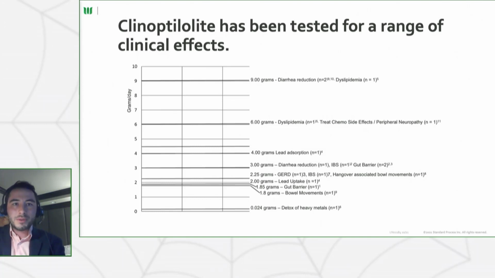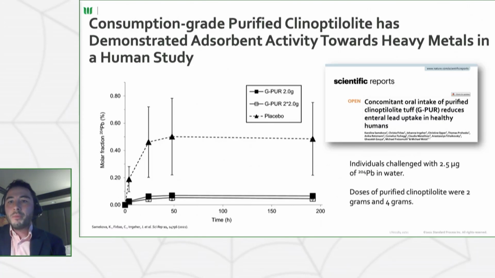So I'm going to jump ahead to that lead uptake study really quick, but there are other additional studies here, and my presentation does list those clinical studies in that previous slide if you want to go back and review those yourselves. In this study with radio-labeled lead, it was just recently published in 2021 in Nature's Scientific Reports. So this was a very high profile study to come out on something like clinoptilolite, and it was very well done. A purified clinoptilolite was utilized at 2 doses, 2 and 4 grams per day.